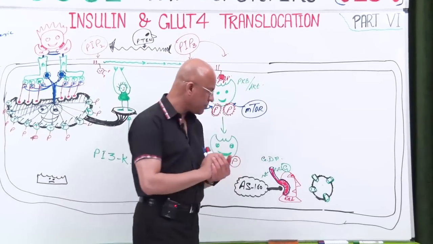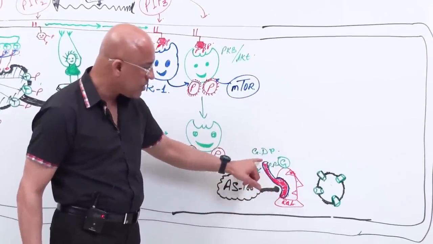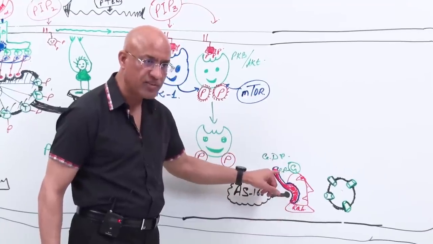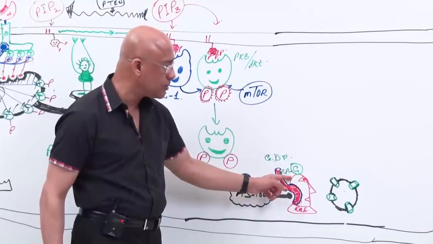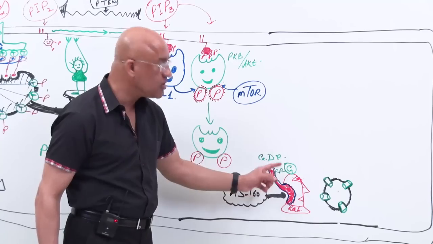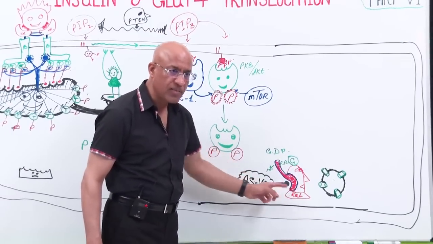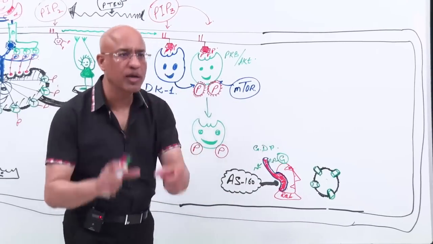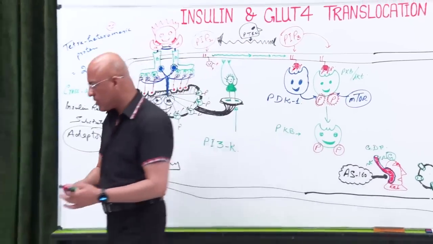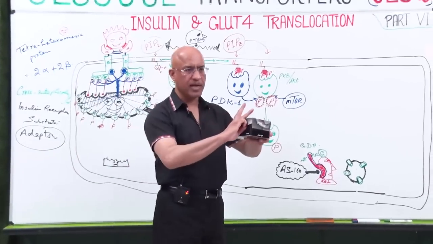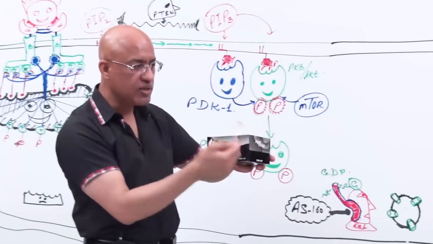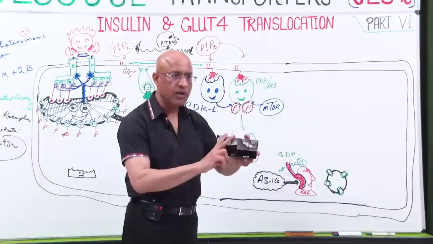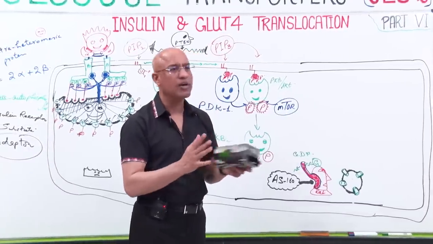So what is really happening? RAB has an intrinsic enzyme called GTPase, which is constantly breaking down any GTP bound with RAB and converting it into GDP. It means this intrinsic activity is keeping the whole RAB molecule at a low energy level. Let's suppose this is RAB. If GTP comes over here, it will become energized. But it has intrinsic GTPase, which will break down one phosphate and convert GTP into GDP. And when RAB is with GDP, it is a low energy molecule, not active. Am I clear?